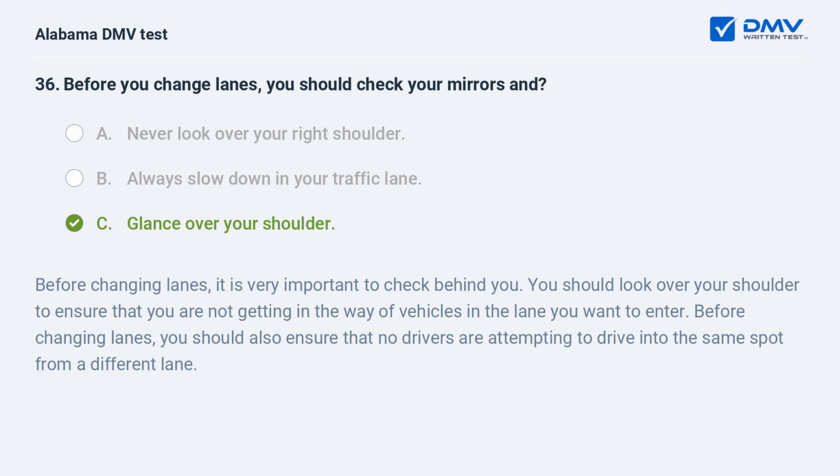Before changing lanes, it is very important to check behind you. You should look over your shoulder to ensure that you are not getting in the way of vehicles in the lane you want to enter. Before changing lanes, you should also ensure that no drivers are attempting to drive into the same spot from a different lane.